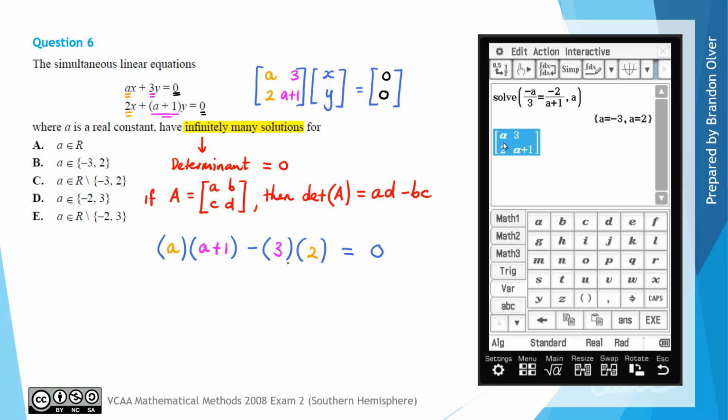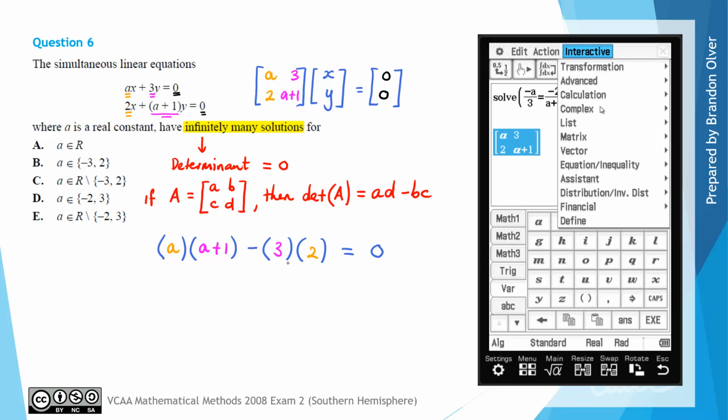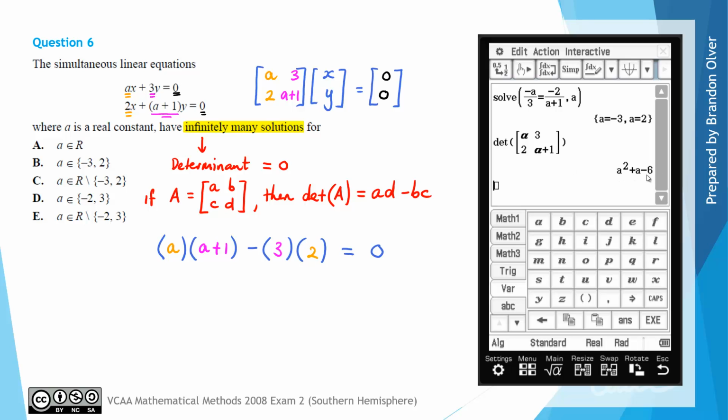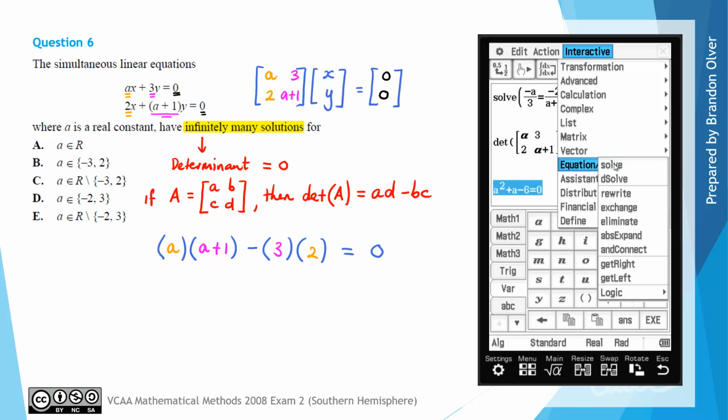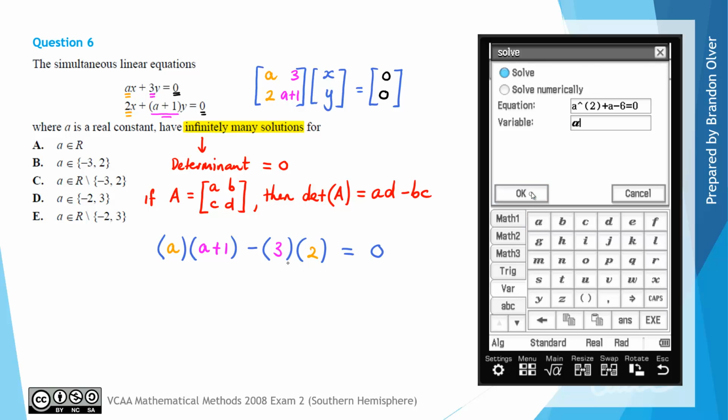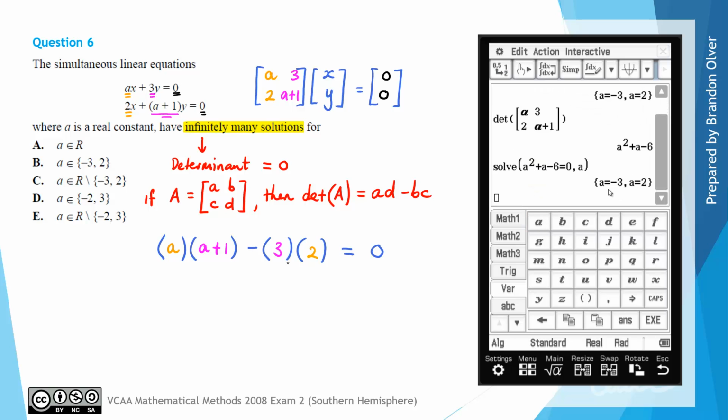And on the calculator, we can highlight that and go interactive, and then it's matrix calculation det, and that is an expression for the determinant of that matrix. And we're going to drag that down and let it equal 0, and we want to solve that equation for A. So we go interactive, equation inequality, solve for the variable, and we need to replace that with A, and hitting OK gives the same A values as we previously found. So once again, the calculator gave us that the values of A that come out of that equation would be A equals -3 and A equals 2. So that does show that B is the correct answer for this question.